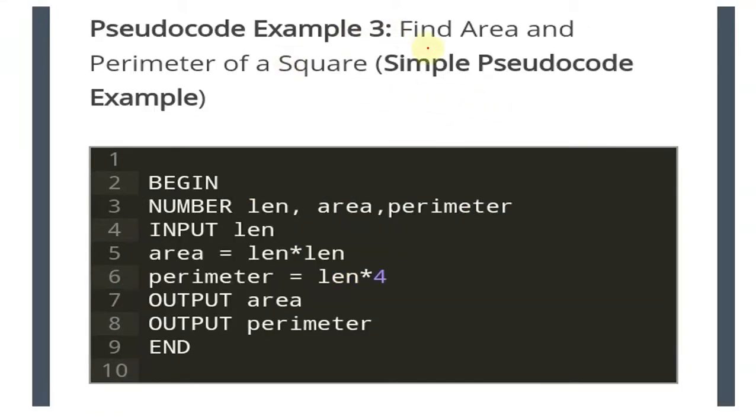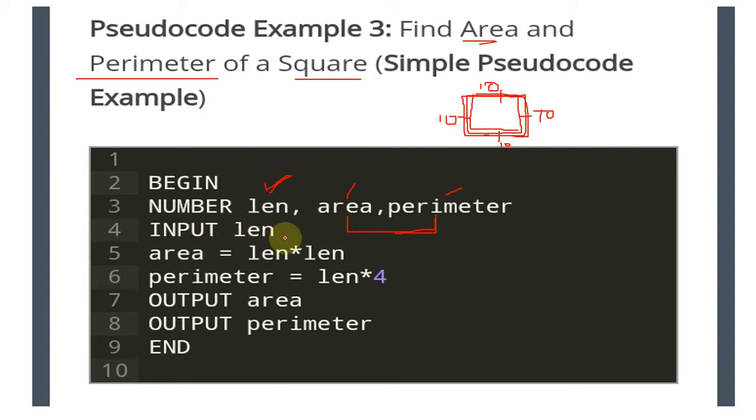Similarly, we will see one more. Find area and perimeter of a square. Okay, if it is a square, what does it mean? All sides will be equal, isn't it? All sides will be equal. So this equal to this equal to this equal to this. Okay, so begin. Number means these are the variables, say len, area and perimeter. These will be calculated. So you are going to input the length. So this may be say 10. If it is 10, then this will also be 10, this will also be 10, because it is a square, isn't it? All sides' length will be the same. So we will input only one side value.